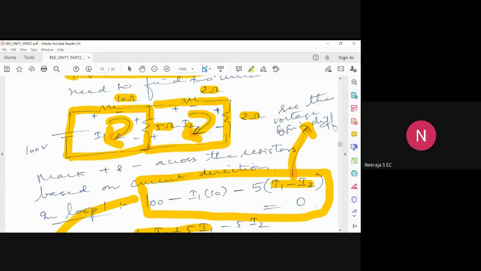No, sir, wait, sir, one minute. See, across 2 ohms, how did you say? The same logic applies here. For 2 ohms, you told minus 2 into I2, right? Yes, sir. 5 is now wrong. For 5 also, it is going from plus to minus, so the sign is now wrong. Minus, sir. Minus 5 into I2 minus I1. Are you clear or not? Yes, sir, I'm clear.